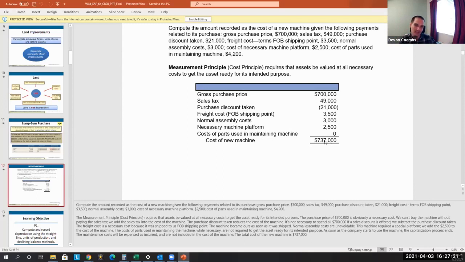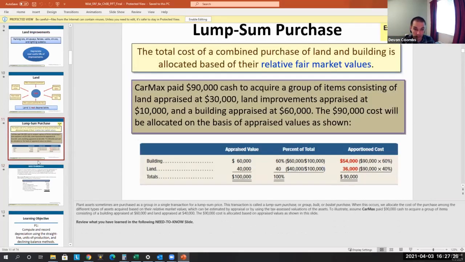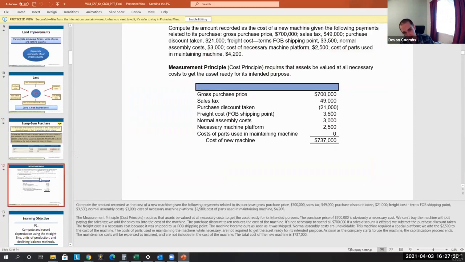So that's the kind of questions I could ask you. Same thing with a lump sum purchase, right? I can combine both of these to say, determine the cost and then determine how it should be allocated if it's a lump sum purchase. Any questions there?